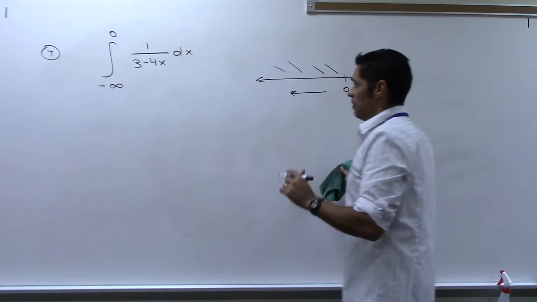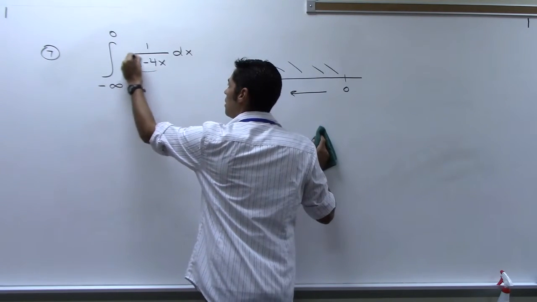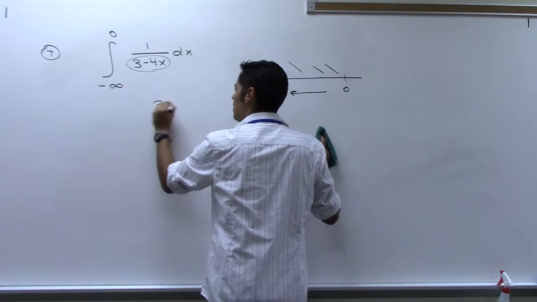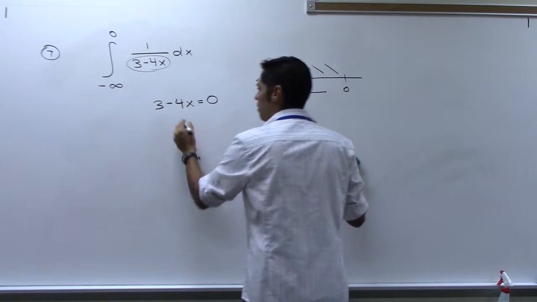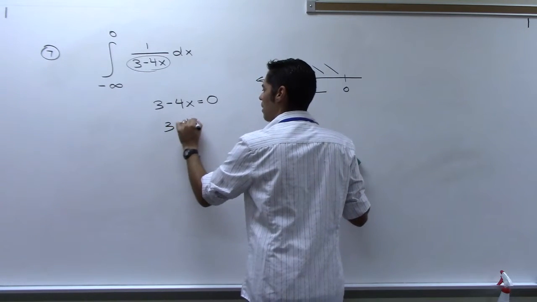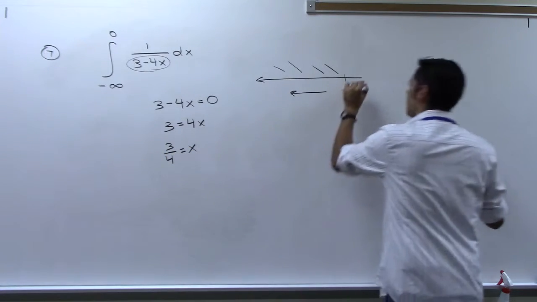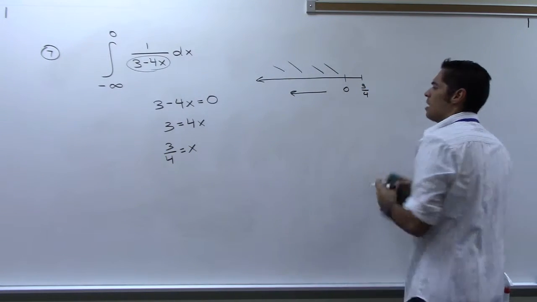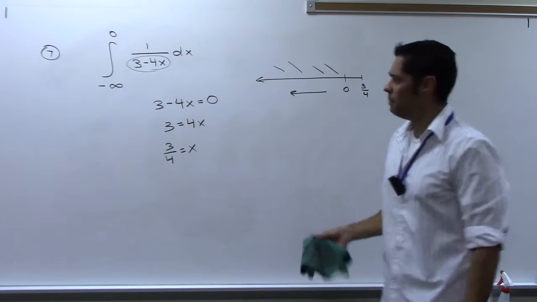So what I also need to figure out is, do I have a discontinuity in this interval? So I take a look at the denominator and I ask myself, when is that 0? Make sure it's not in this interval. So if I take this and solve for x, I get positive 3/4, which is over here. So my discontinuity is not in my interval, so I don't need to consider it at all.